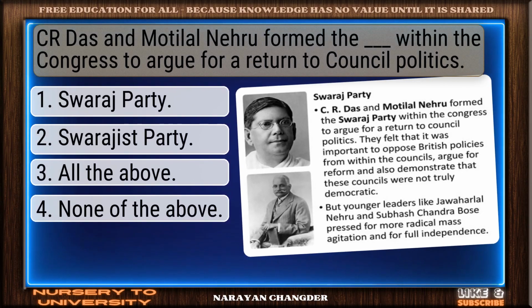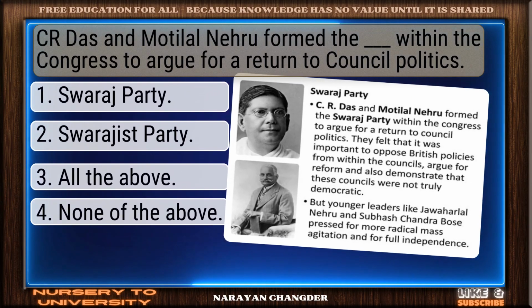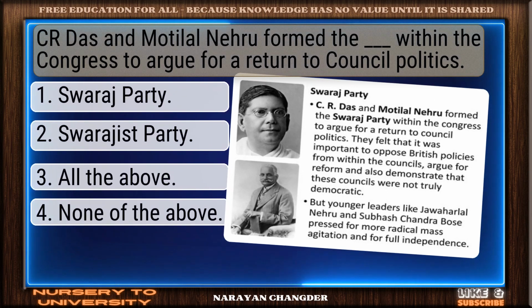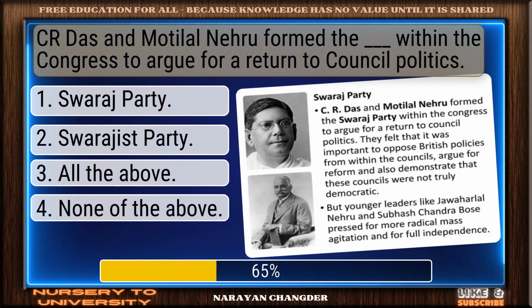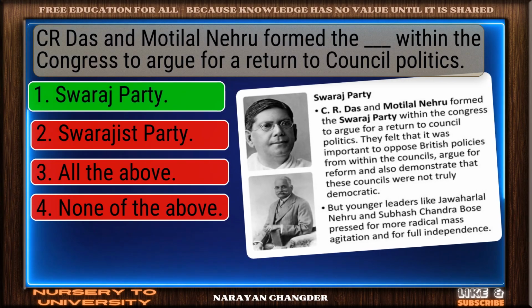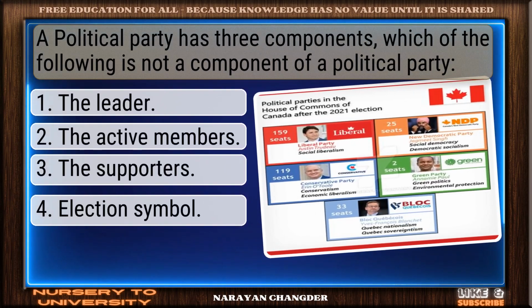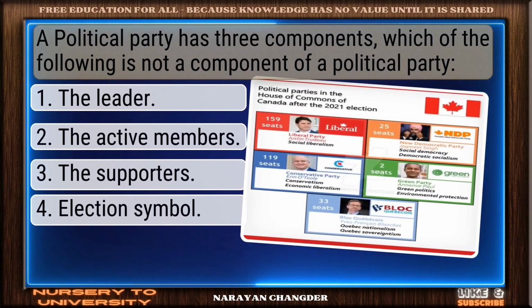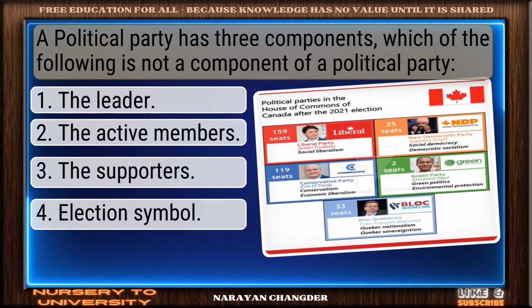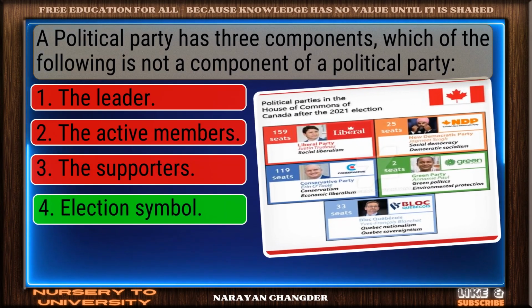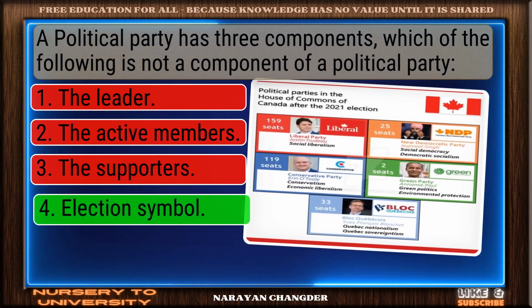C.R. Das and Motilal Nehru formed the Dash within the Congress to argue for a return to council politics. Great job. Swaraj Party is accurate. A political party has 3 components. Which of the following is not a component of a political party? Bravo. Election symbol is the answer.